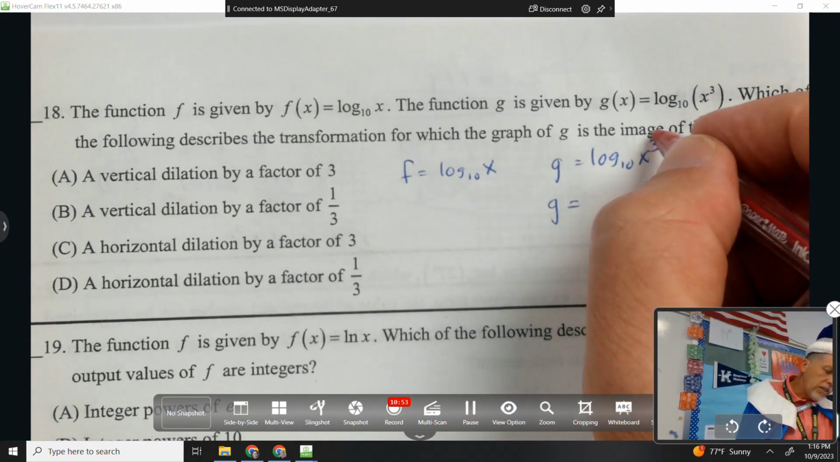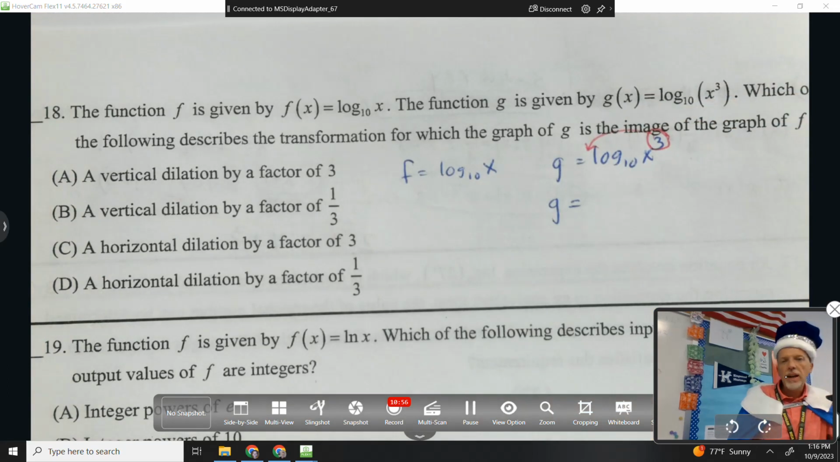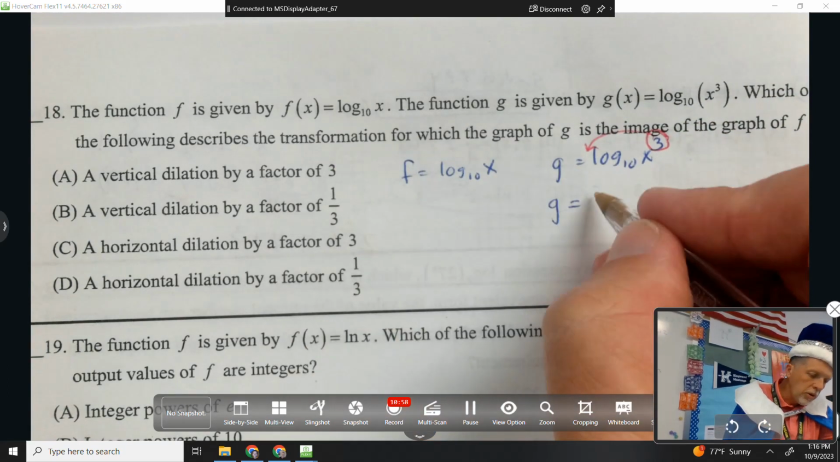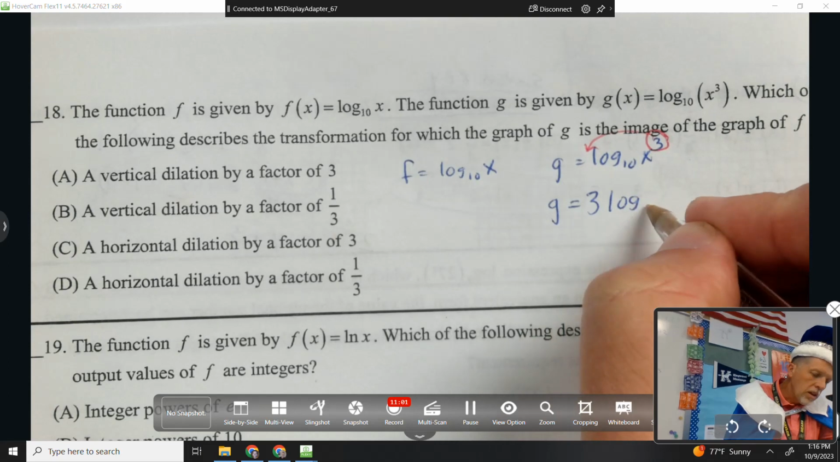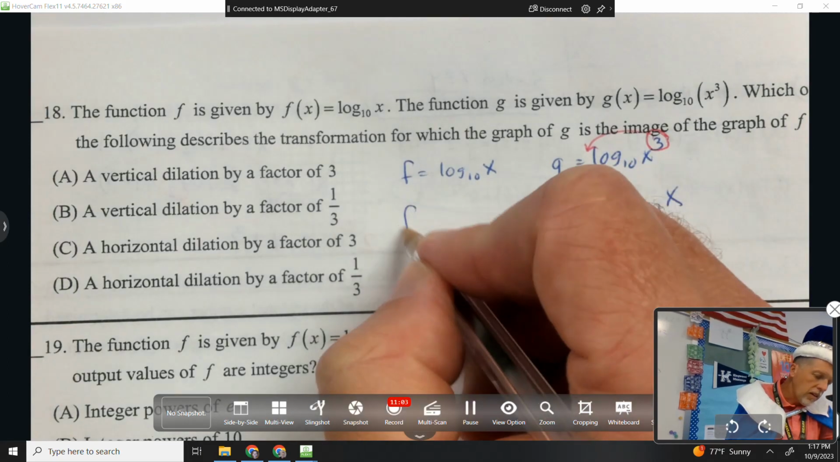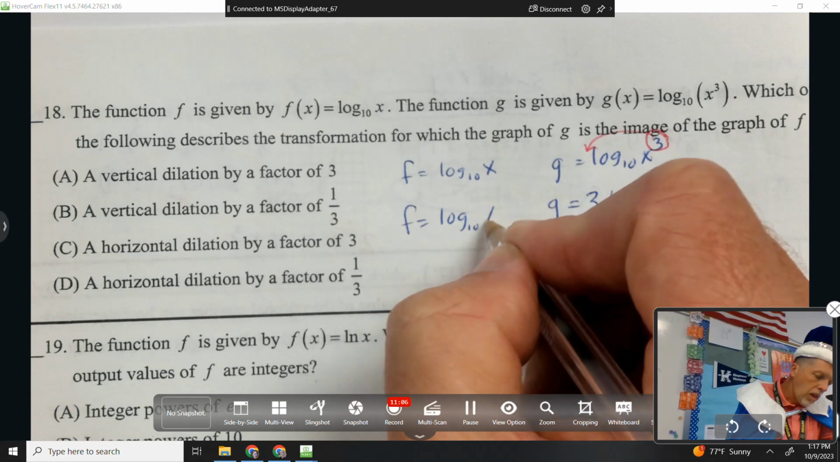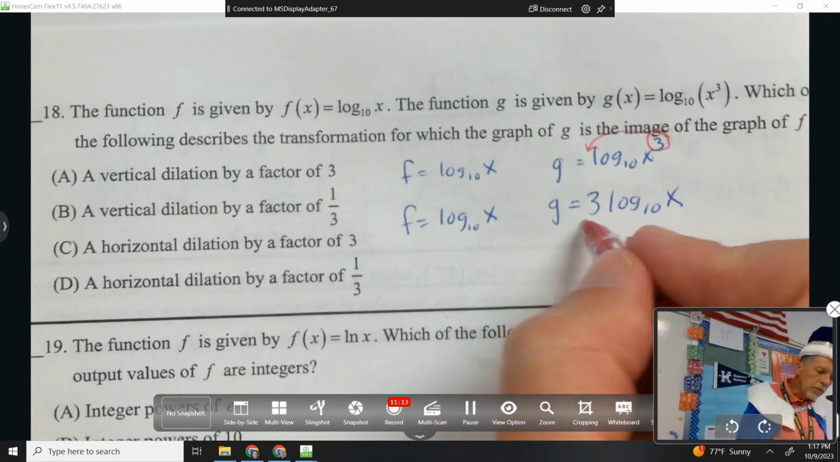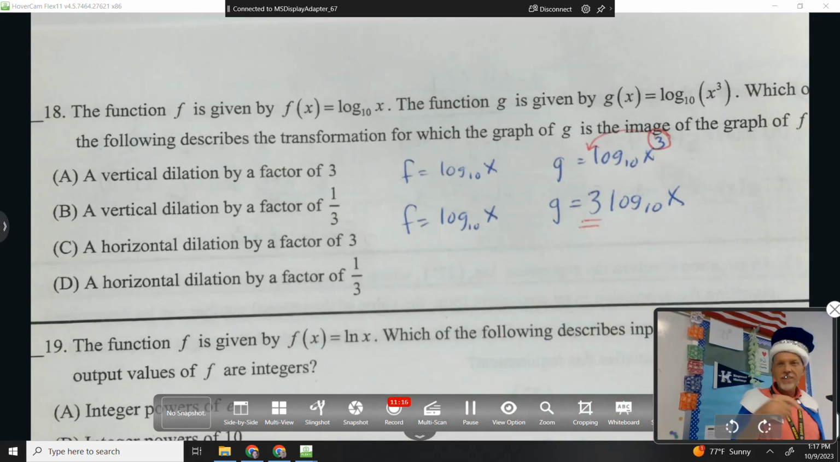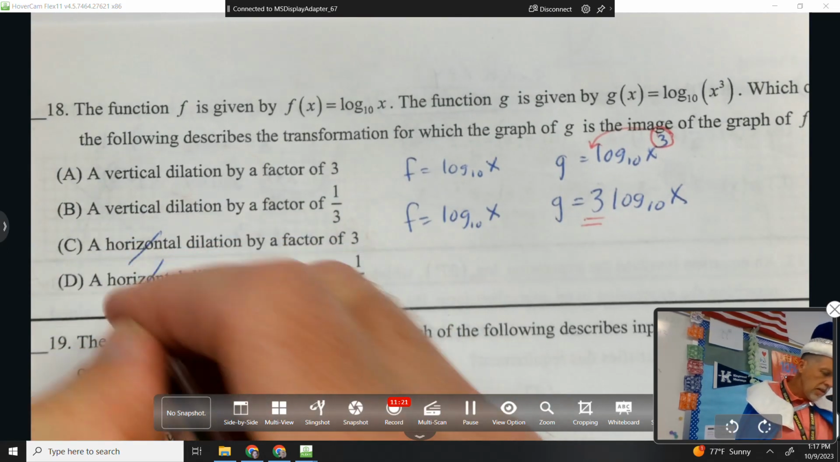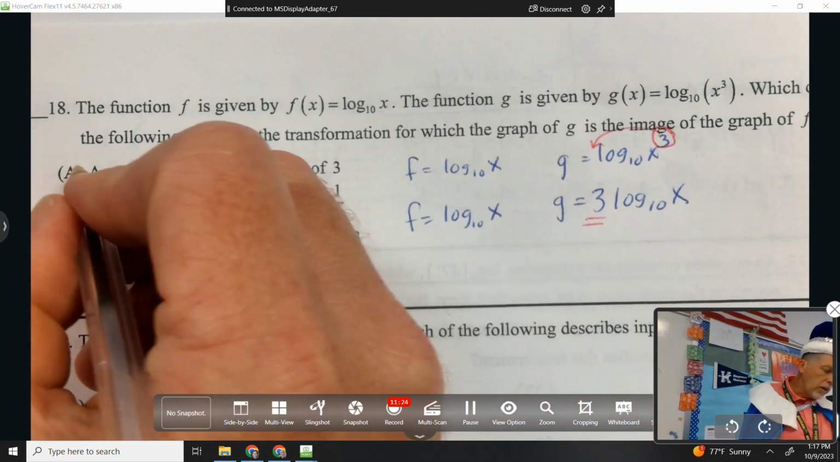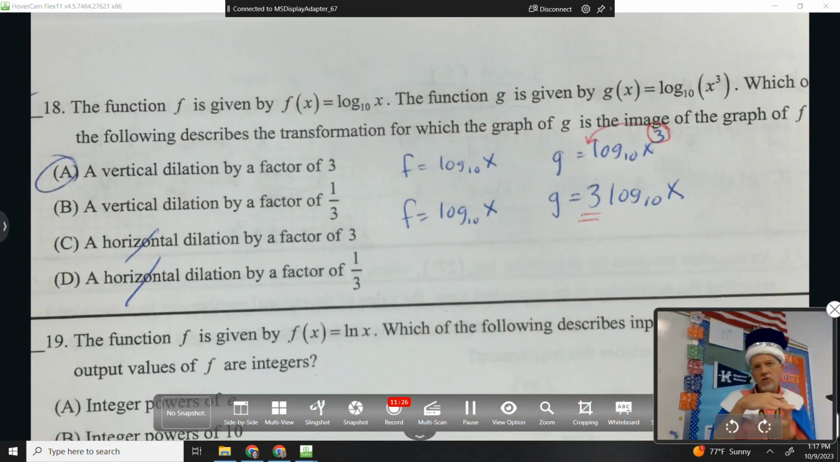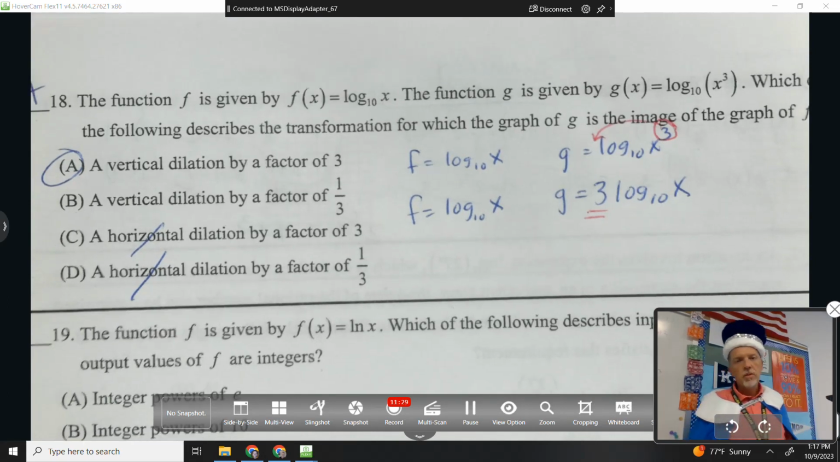Well, I think this is inviting me to put that 3 down front. That's where all those 3s come from: 3 log base 10 of x. So to get from f to g, it looks like we multiply by 3, and we multiply on the outside, so that's a vertical thing, not a horizontal thing. We're multiplying by 3, so a vertical dilation of 3. It stretches it out vertically by 3.